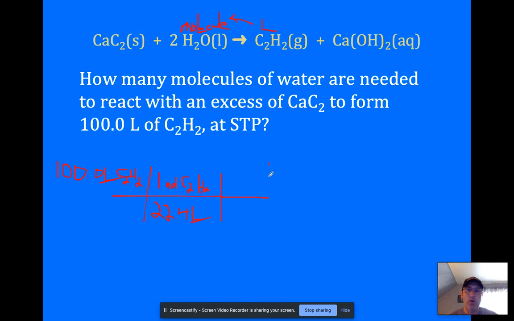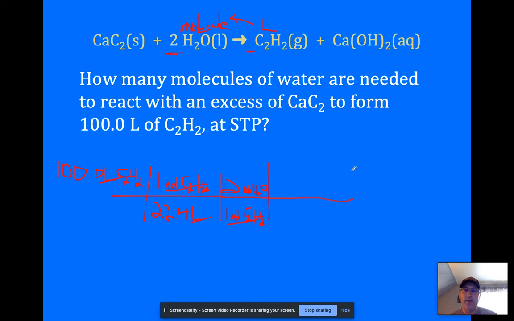Now we do our mole ratio step. So for every 1 mole of C2H2, that's going to go on the bottom because we want that to cancel. 1 mole C2H2. Okay. We need 2 moles of water to produce that. So 2 mole of water. I made my factor label a little small there. H2O, so moles of C2H2 cancel.